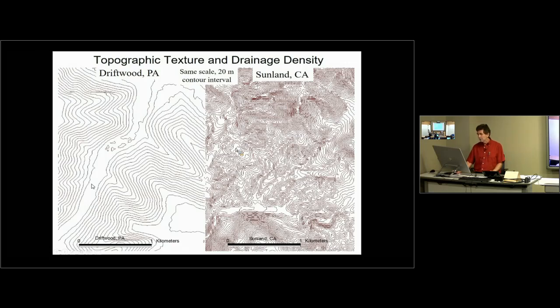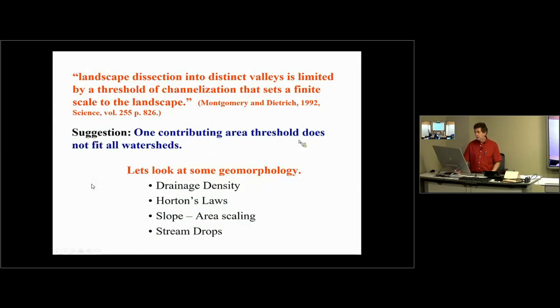at the same scale. So then you can read in the literature and see quotes from people that say landscape dissection into distinct valleys is limited by a threshold of channelization that sets a finite scale to the landscape. And we have the question that perhaps one contributing area threshold does not fit all watersheds. So can we look at geomorphology and get some guidance as to what threshold we should be using? So we're going to introduce some of the basic geomorphology concepts.